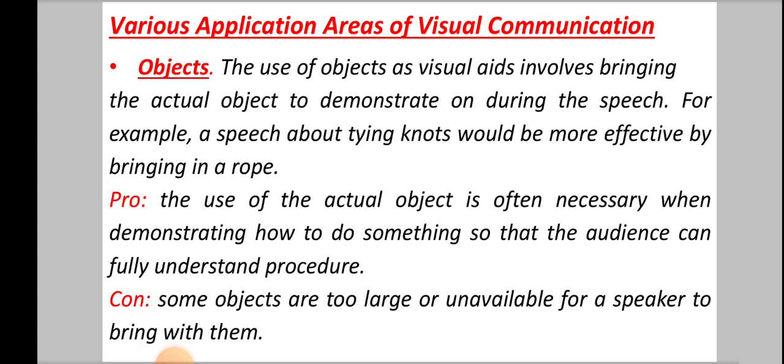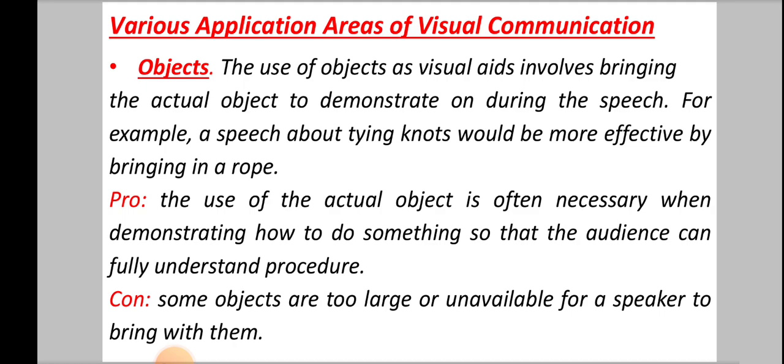Now we discuss various application areas of visual communication. First is objects. Use of objects as visual aid involves bringing the actual object to demonstrate during the speech. For example, a speech about tying knots would be more effective by bringing in a rope.